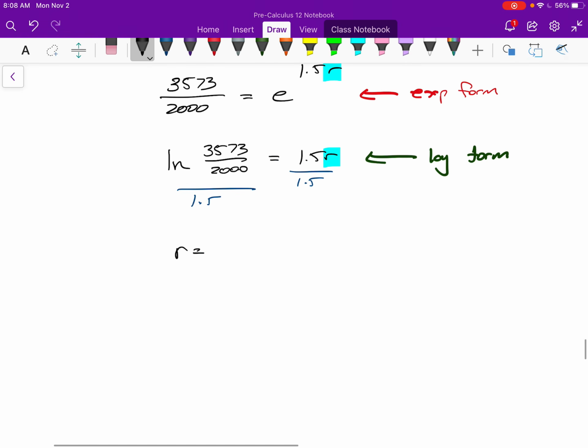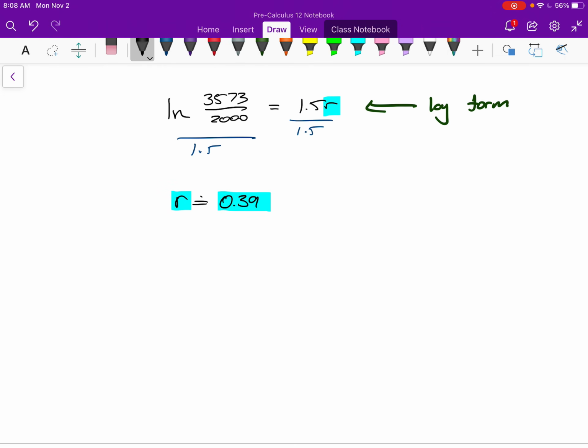And so r will be the same as the ln of 3,573 divided by 2,000, all divided by 1.5. And this time I definitely do want to decimalize it because I want to know what the interest rate is. And you get about 0.39. So that means now I know this company was charging about a 39% annual percentage rate on their loans. Nowhere did they make that clear.